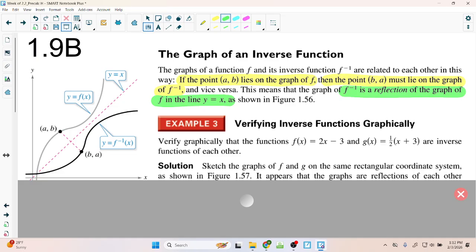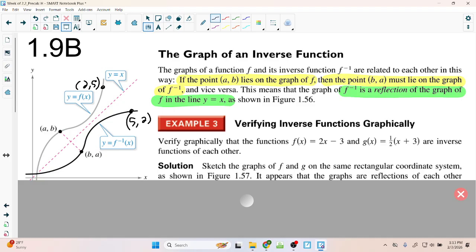So that means if we have (5, 2) on this graph, what's a point on the other graph? (2, 5). Very good. So this would be (2, 5). I'm making it up, it's not really (5, 2). I'm just making up random numbers.